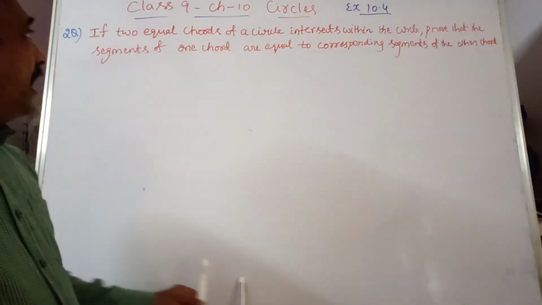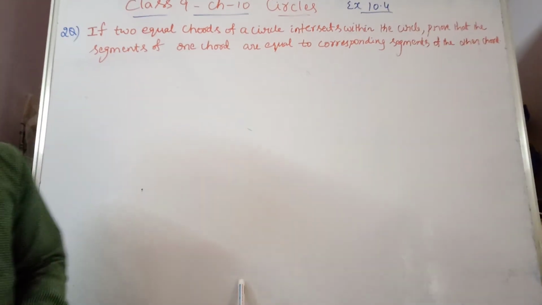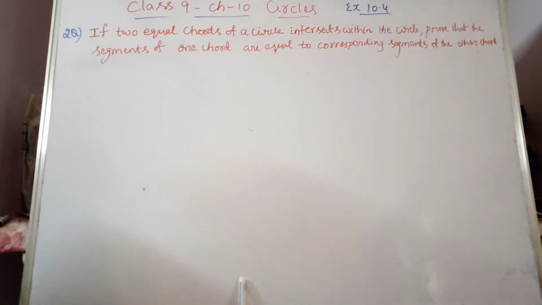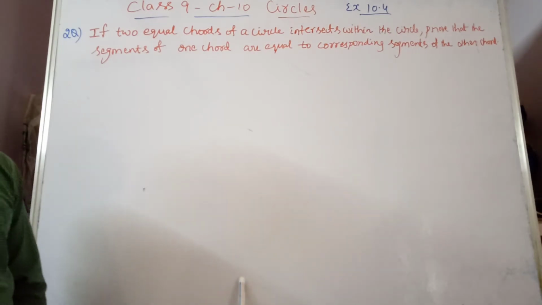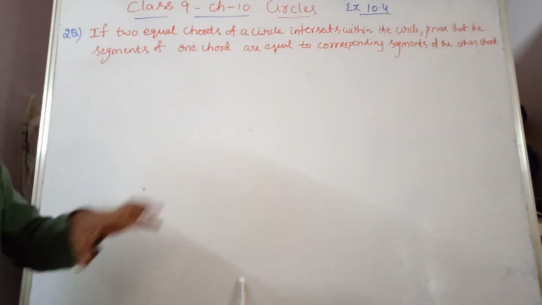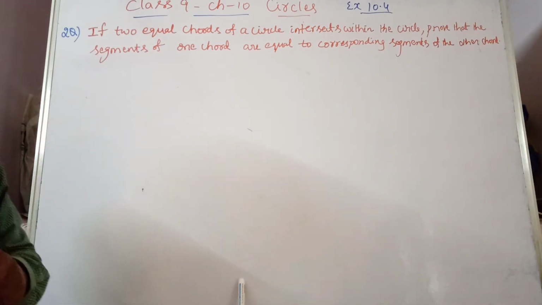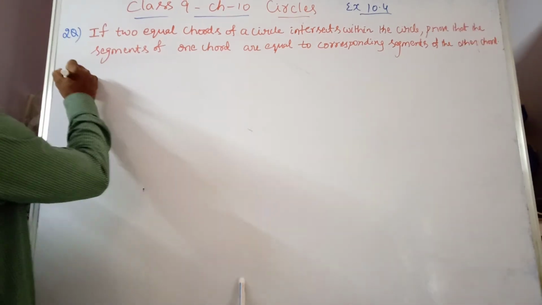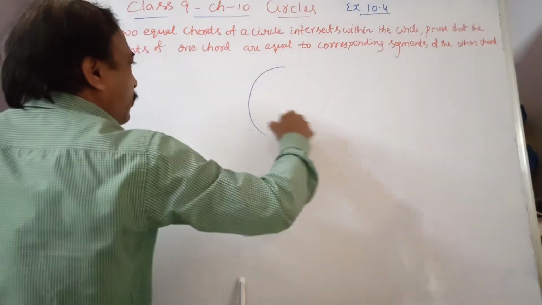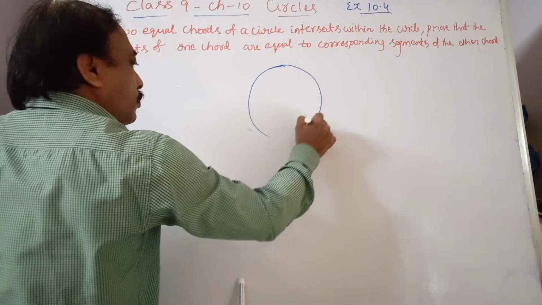Now we are seeing question number 2 from that exercise. If two equal chords of a circle intersect within the circle, prove that the segments of one chord are equal to the corresponding segments of the other chord. So inside the circle, two equal chords are intersecting. Let us see that. First we draw the diagram. If we draw the diagram correctly, then you will understand what to prove.